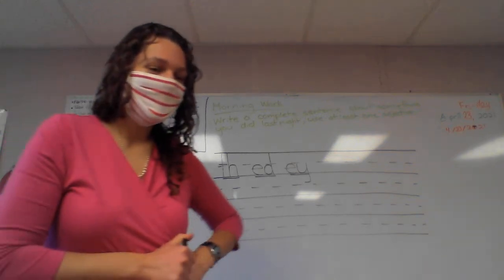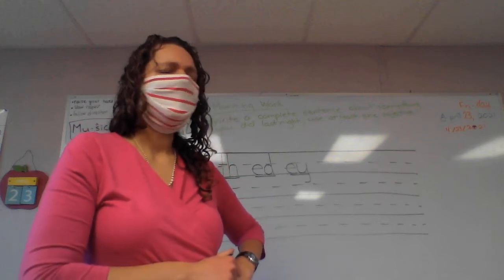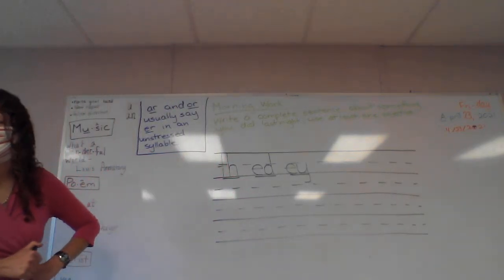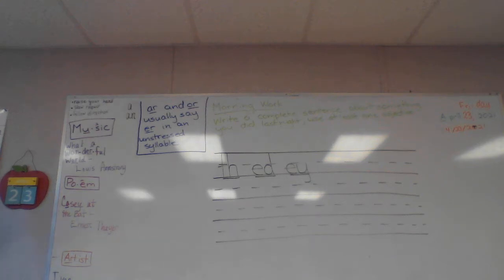All right, our next phonogram is G-J. Class, what are you going to write? G-J. Say it while you write it. G-J.